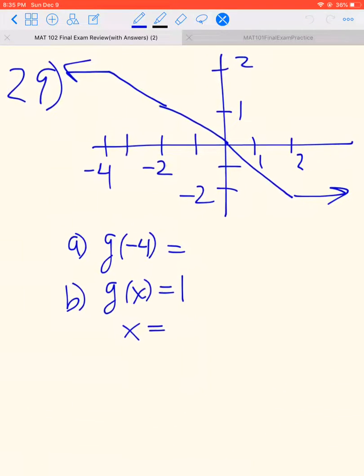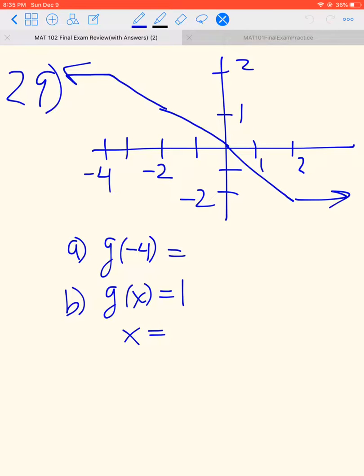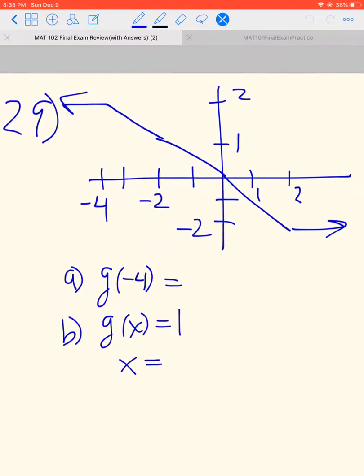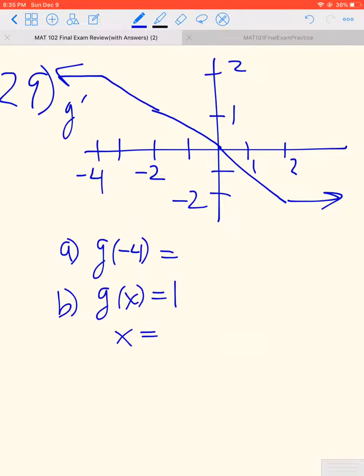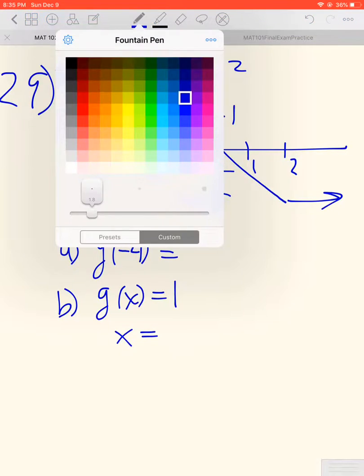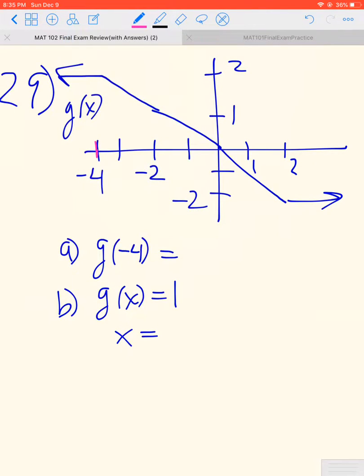If you have a polynomial function, its domain is always going to be all real numbers. Let's take a look at another graphing question. In number 29, they give us the graph of a function. This is g of x. The first thing they want us to do is find the value of g of negative 4. Well, when x is negative 4 is right here. We trace it up. The graph is located here, which has the y value of 2. So we would say g of negative 4 is equal to 2.